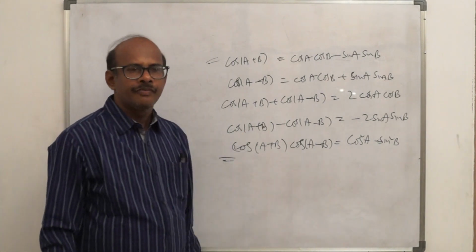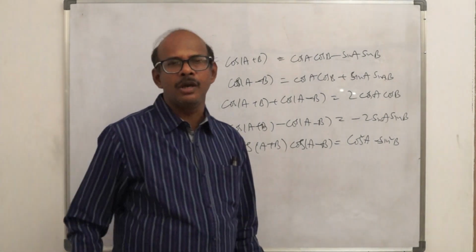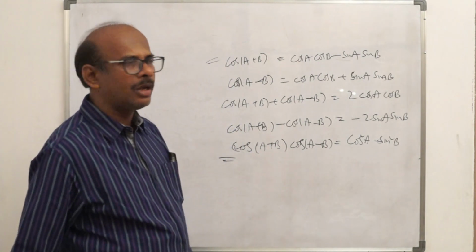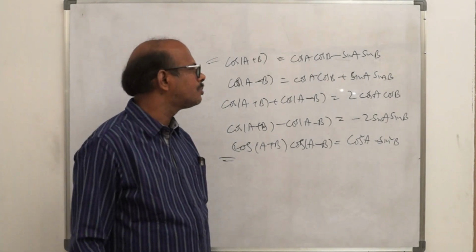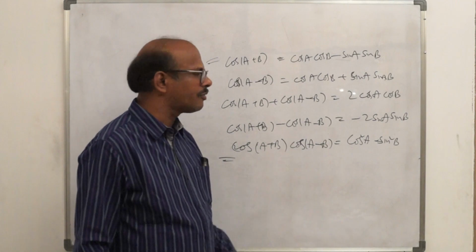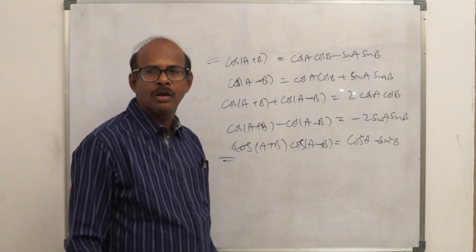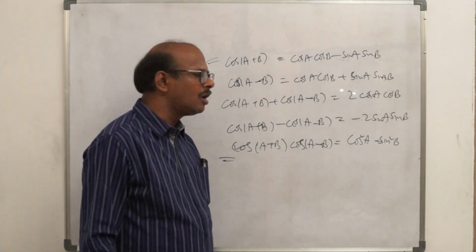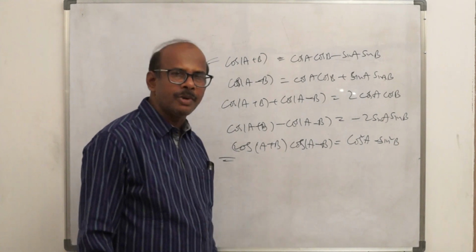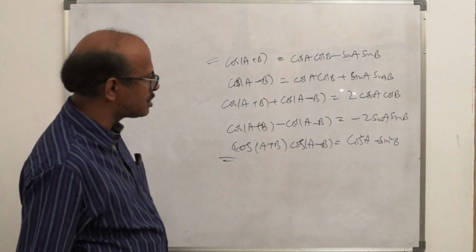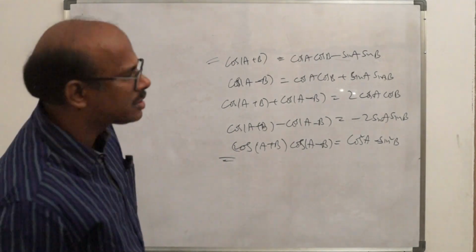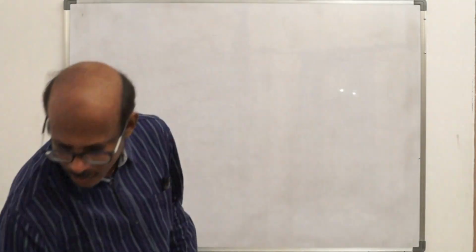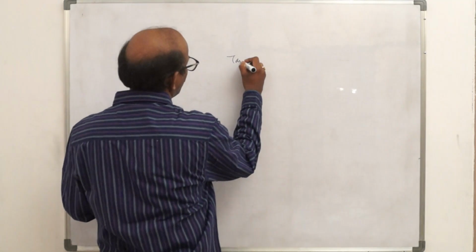Second set. Cos of A plus B is cos A cos B minus sin A sin B. Cos of A minus B is cos A cos B plus sin A sin B. Cos of A plus B plus cos of A minus B is 2 cos A cos B. Cos of A plus B minus cos of A minus B is minus 2 sin A sin B. Cos of A plus B multiplied by cos of A minus B is cos square A minus sin square B. Second set. Now I am going to express tan of A plus B.